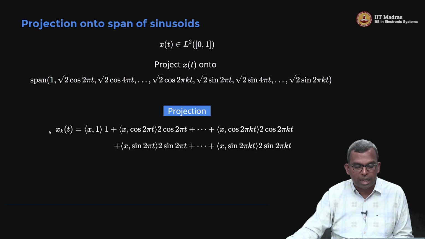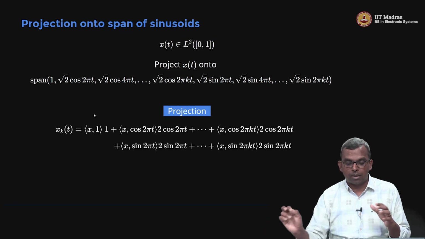This function I'm going to call xk of t. What is the property of xk of t? Xk of t is closest in this span to x of t in the L2 norm that we have defined. Okay, so that's what this means.